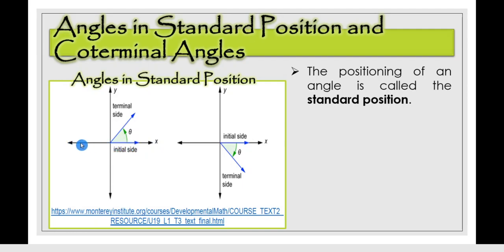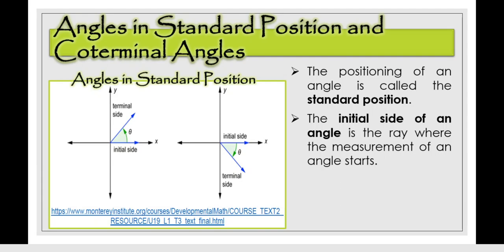Diba ito yung ating x-axis? The positive side of that x-axis is from this origin rightward. So, as you can see, yung initial side, nandun siya sa ating x-axis. While yung ating namang terminal side ay ito. And yung kanyang vertex ay dapat makikita sa ating origin.